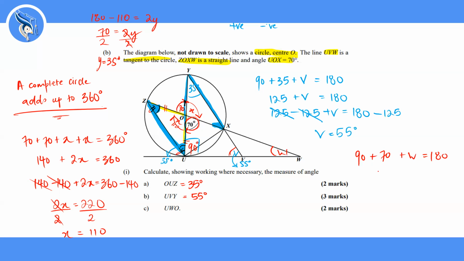So 90 plus 70, that's 160, plus W is equal to 180. Now you'd subtract 160 from both sides. So W would be equal to 180 minus 160, which is 20 degrees. So now we found this to be 20 degrees. So we know the answers are 35, 55, and 20 degrees, right?